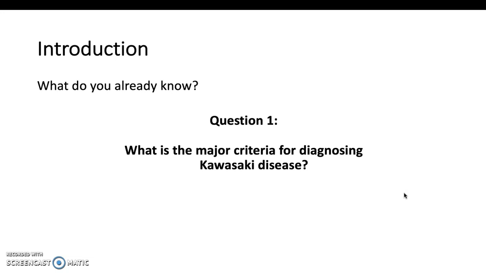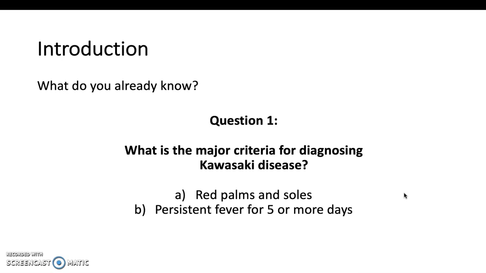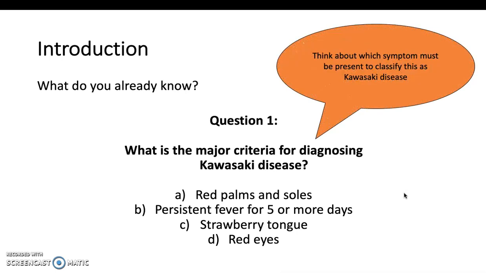Question 1. What is the major criteria for diagnosing Kawasaki disease? Red palms and soles, persistent fever for 5 or more days, a strawberry tongue, or red eyes? So think about when you'll want to diagnose someone with Kawasaki, what symptom must always be present? So it's the persistent fever for 5 or more days.